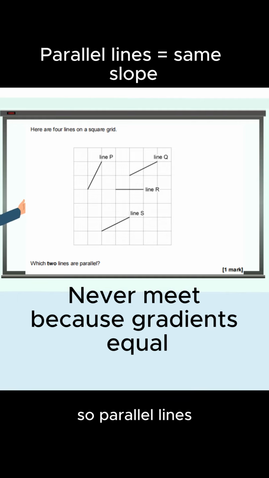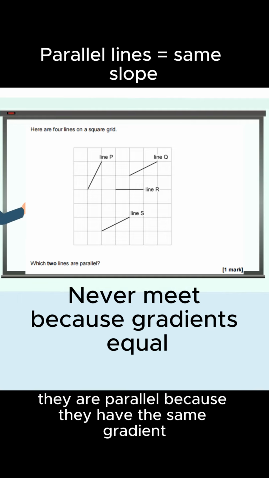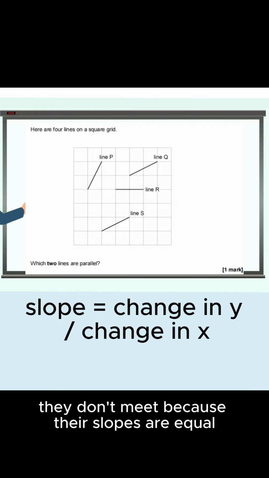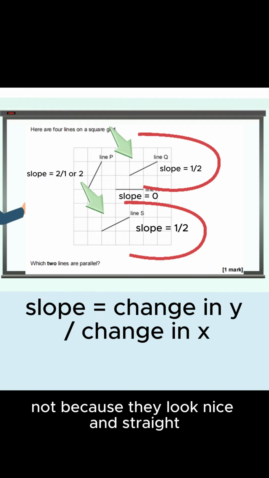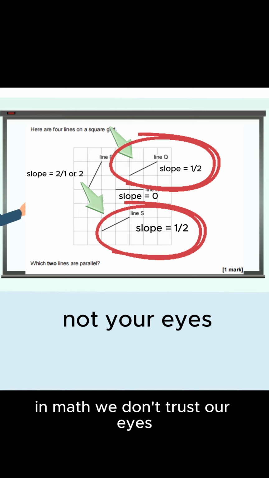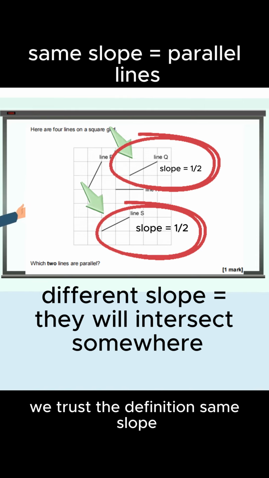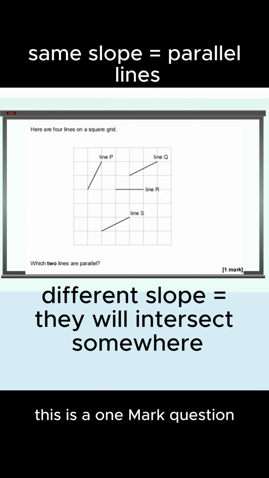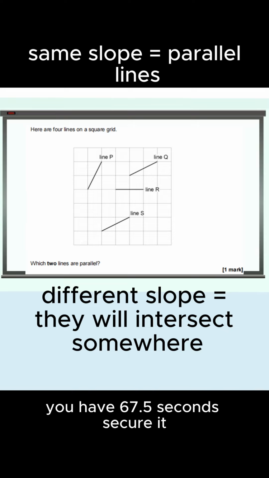So parallel lines, they are parallel because they have the same gradient or equal slope. They don't meet because their slopes are equal, not because they look nice and straight. In math, we don't trust our eyes. We trust the definition. Same slope, parallel lines. Different slope, they will intersect somewhere. This is a 1-mark question. You have 67.5 seconds. Secure it.